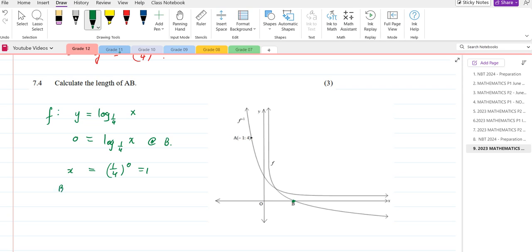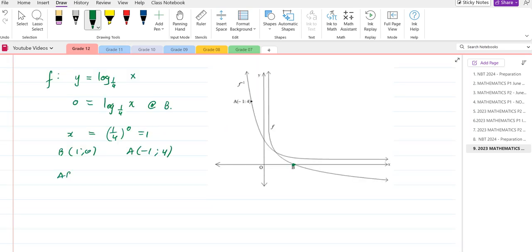So what's the coordinates of B? (1, 0), and the coordinates of A is (-1, 4). Let's find AB now. AB is using the distance formula. So you're going to say 1 minus -1, so 1 plus 1 squared, plus 0 minus 4 squared. So that is 4 plus 16, so square root of 20, or you can say 2 root 5. So what's the distance AB? The distance AB is basically 2 root 5.